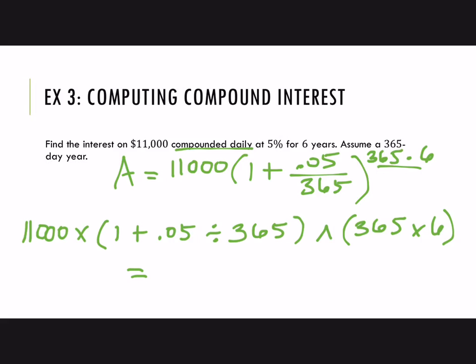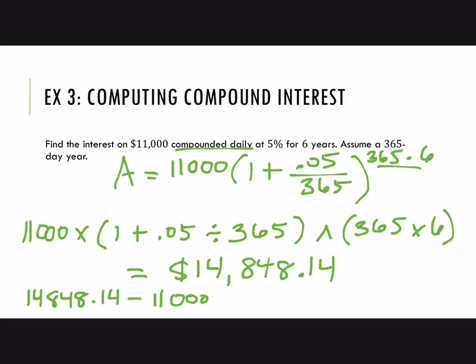So that should give you a value of $14,848.14, rounded to the nearest cent. Now if we subtract the principal from that future value, that should give the interest. So that number minus 11,000. This is future value A minus principal equals interest. And that's $3,848.14.